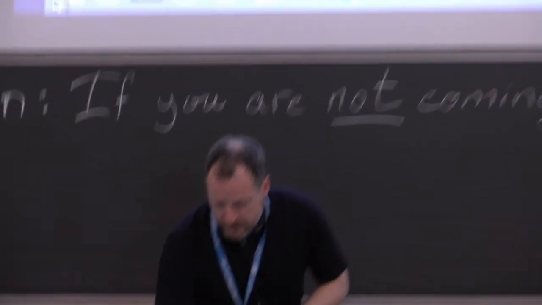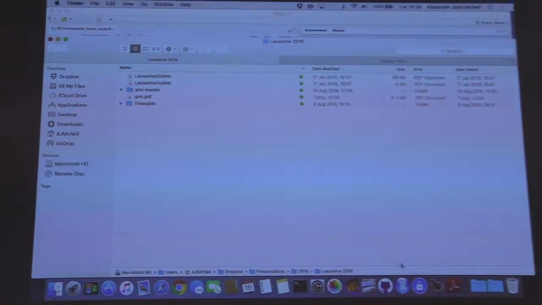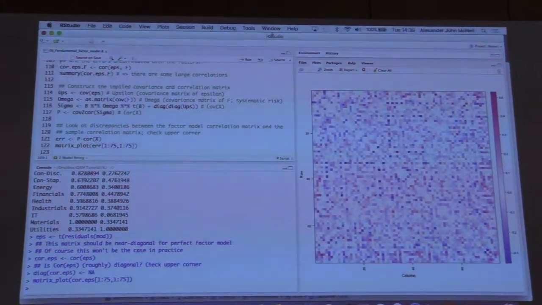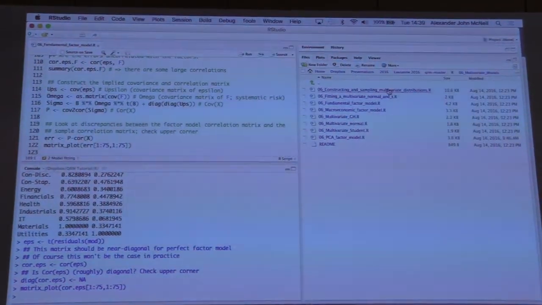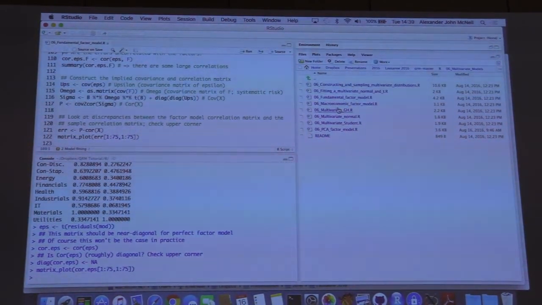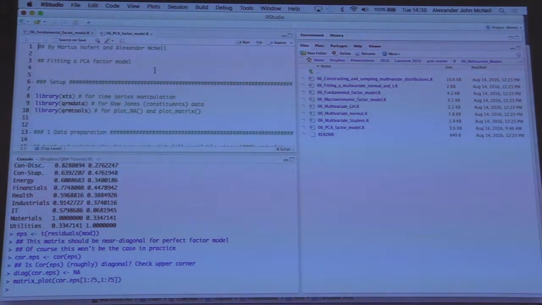And I'm just going to do it because you'll learn something by seeing this carried out. I won't do it with exactly the same data. So this is PCA factor models. I'll actually just do it with the Dow Jones data. That's a smaller dimensional world, a 30-dimensional world.